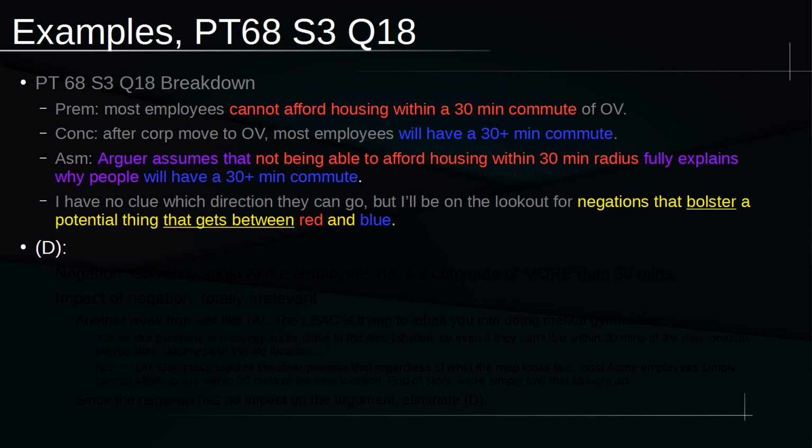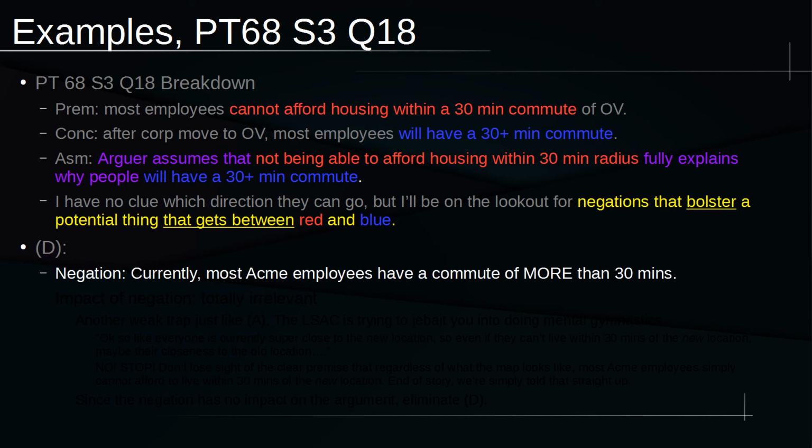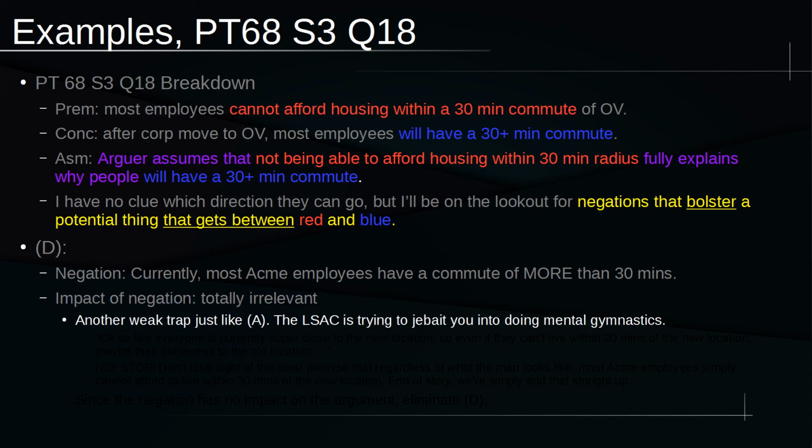So pushing into D here. If we negate D, we get currently most employees have a commute of more than 30 minutes. The impact of this negation is also totally irrelevant. So why is that? I would consider this another weak trap, just like A. They are trying to debate you into doing more mental gymnastics.